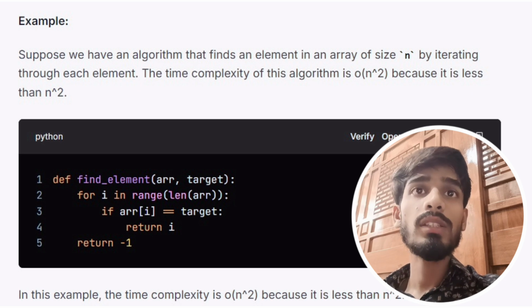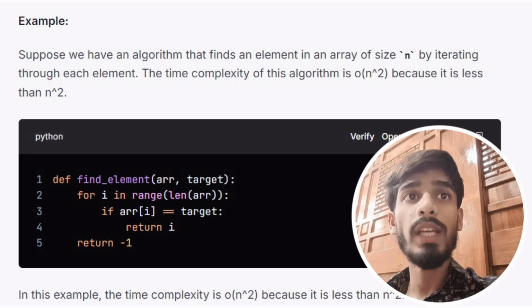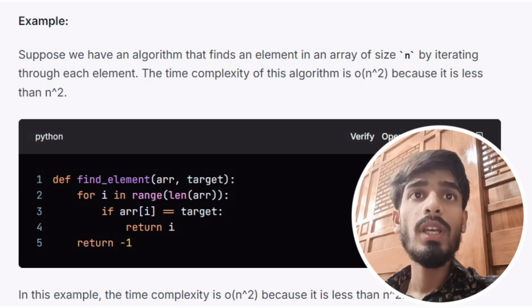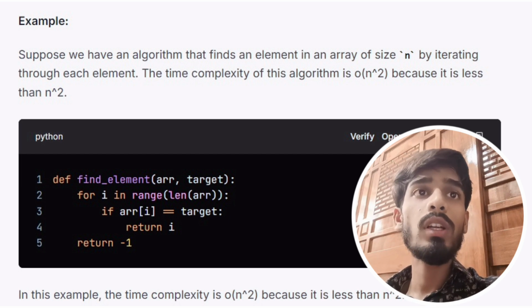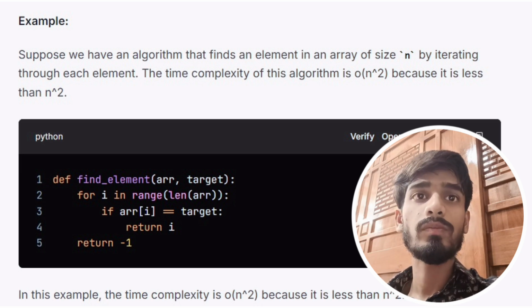Here, let us suppose we have an algorithm that finds an element in an array of size n by iterating through each element. The time complexity of this algorithm is small o of n square because it is less than n square. You can see the code.